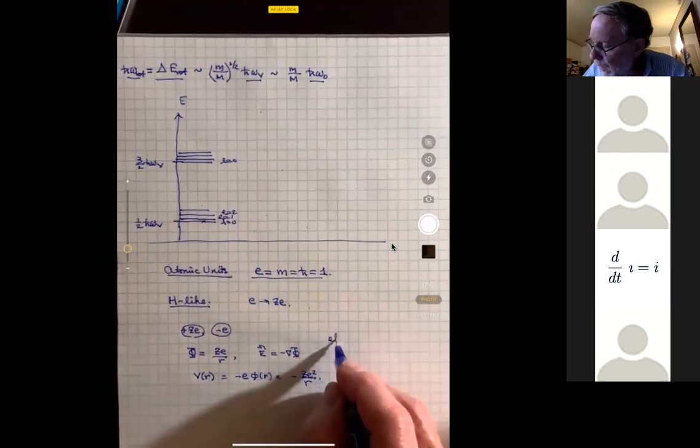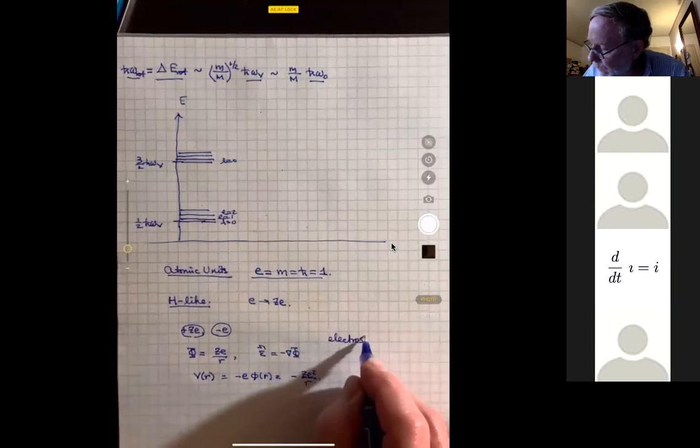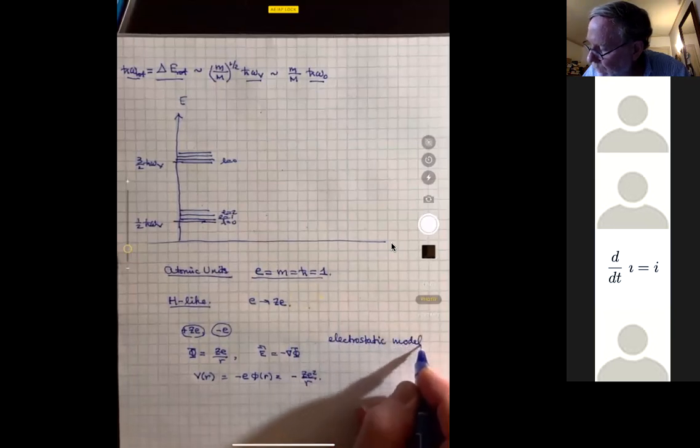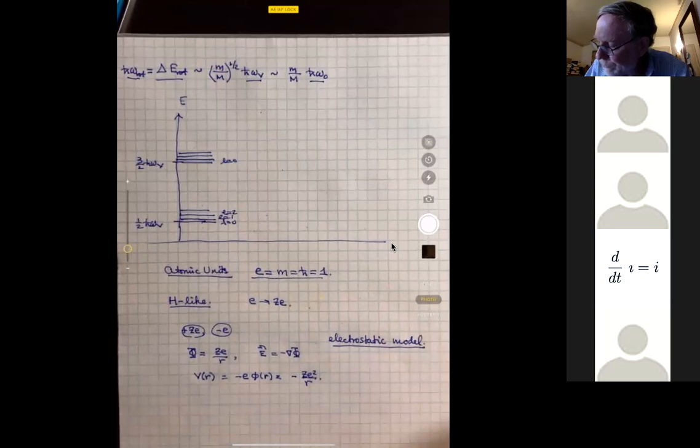So this is what I'll call the electrostatic approximation. It is an approximation, or an electrostatic model, if you will, for the treatment of hydrogen-like atoms. It neglects a number of physical effects. It neglects the fact that the nucleus really is moving. So there is a question about retardation. Each particle doesn't actually know where the other particle is. It only knows where it was a certain time before, governed by the finite velocity of light.